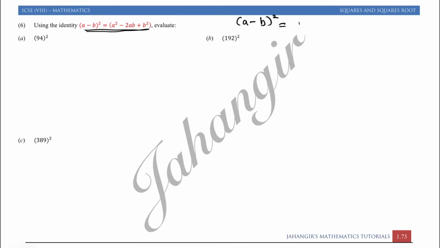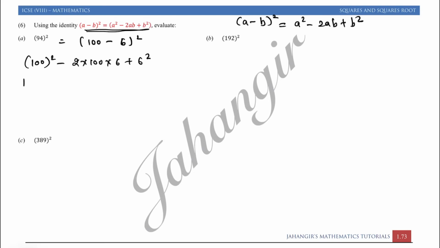A minus B whole square is A square minus 2AB plus B square. Here we are using the minus identity. Here you can even write 90 plus 4, but as they say use the minus identity, so I will write 100 minus 6 whole square. Same identity, but in the middle we have subtraction, so I can write 100 square minus 2 into 100 into 6 plus 6 square. So this will become 100 into 100 minus 6 into 200 plus 36.